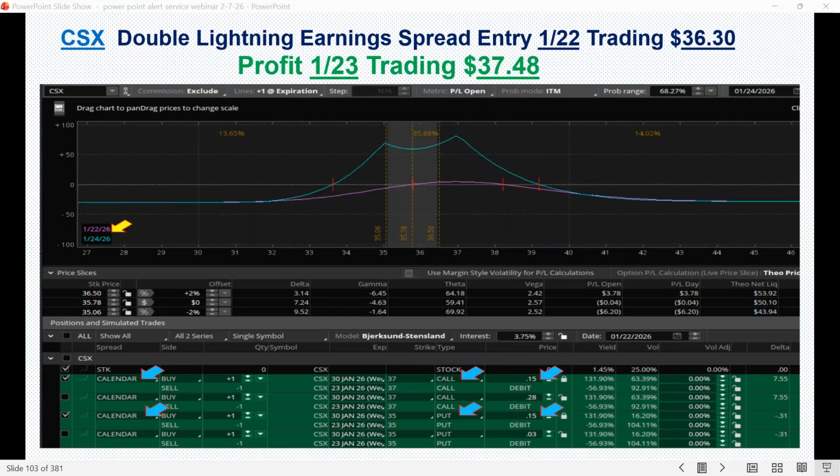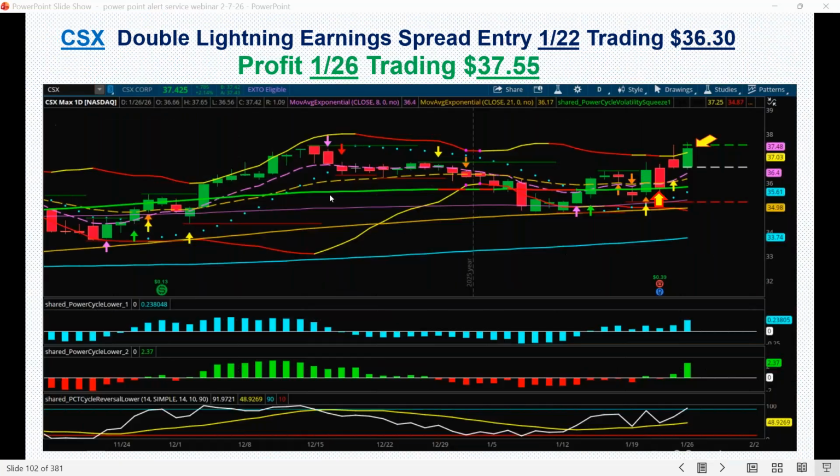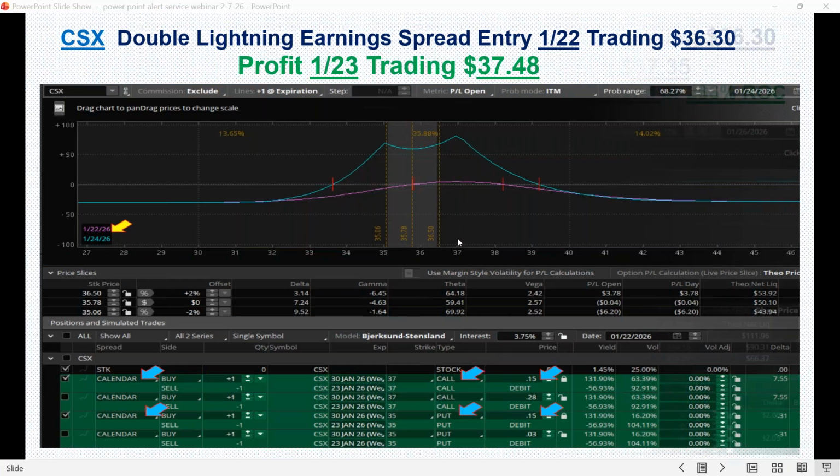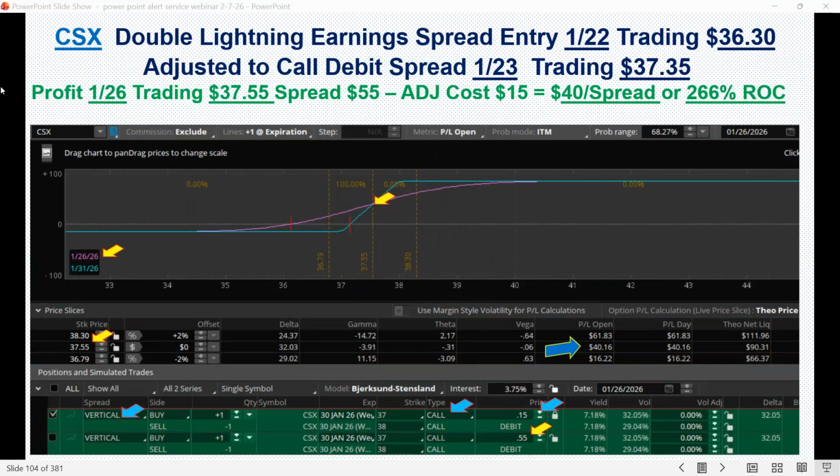And with this trade, I intentionally looked at it thinking it might have a break to the upside. So let's adjust this for a long post earnings trend trade. We adjusted this into a call debit spread, and we had this trade set up for a total risk of 15 bucks. So we ended up long the 37 call, short the 38 call here, total risk of 15 bucks. And on the 26th, trading at 37.55, this was up $40 per spread on that risk of 15, 266% return.